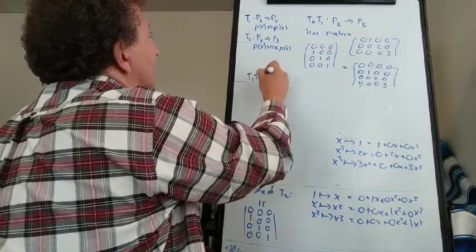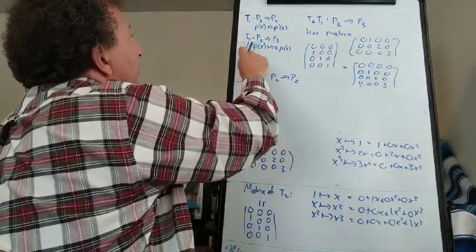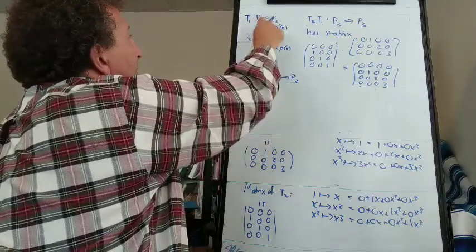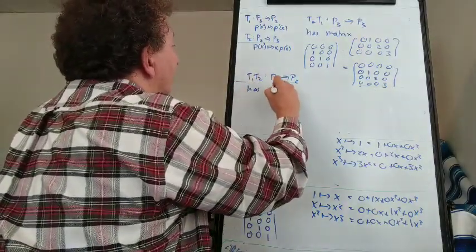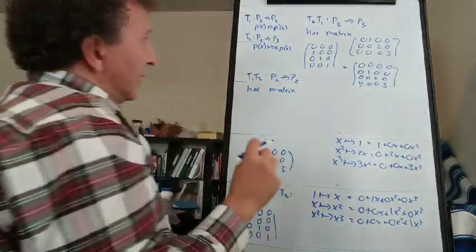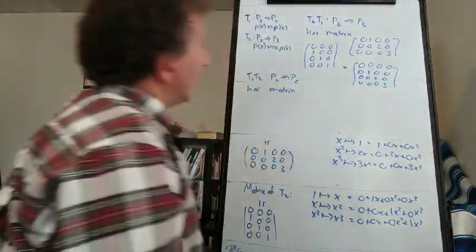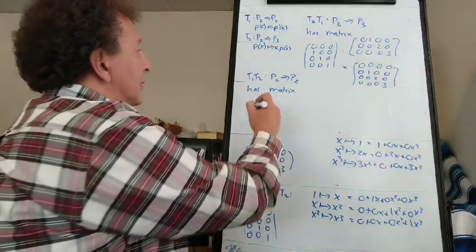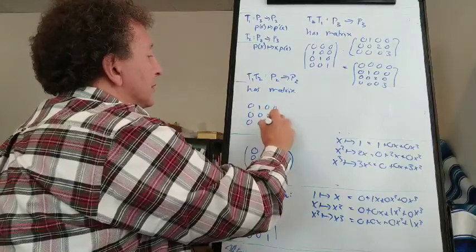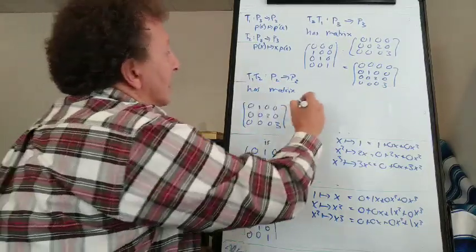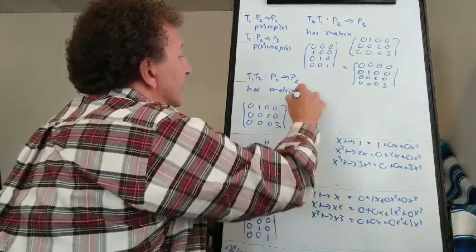Then T1, T2 is a map from P2 to P2, because T2 starts in P2, gives us something in P3, and then T1 gives us something in P2 again. So we end up back in P2. Now this has matrix. We multiply the matrices in the opposite order. 0, 1, 0, 0, 0, 0, 2, 0, 0, 0, 0, 3 times 0, 0, 0, 1, 0, 0, 0, 1, 0, 0, 0, 1.